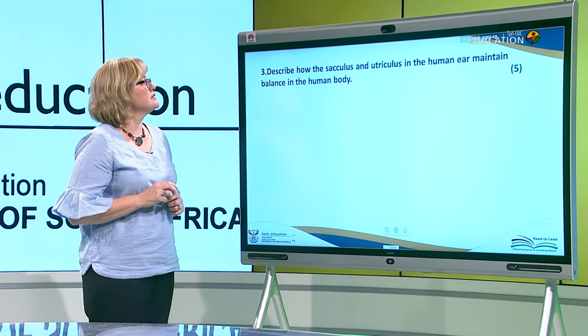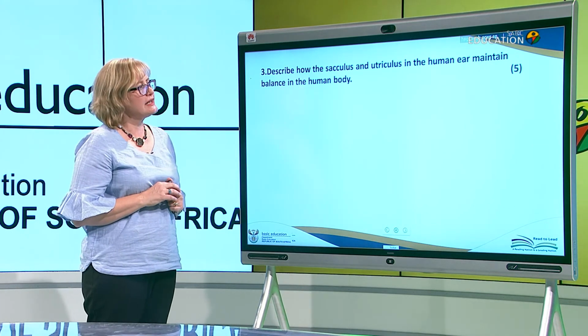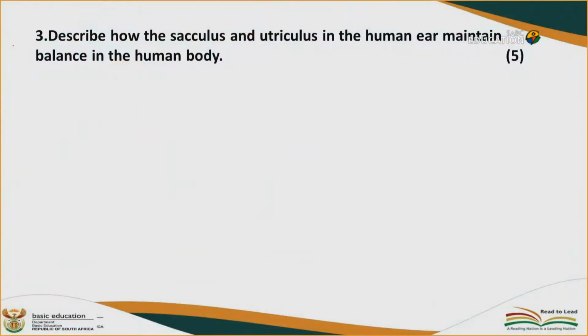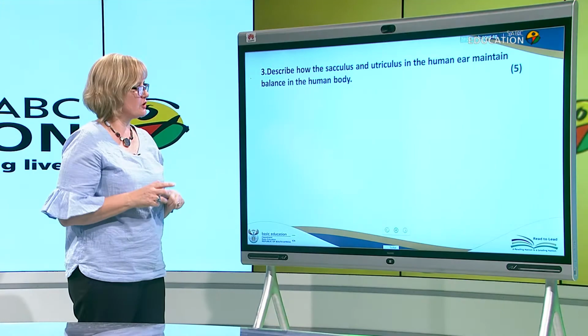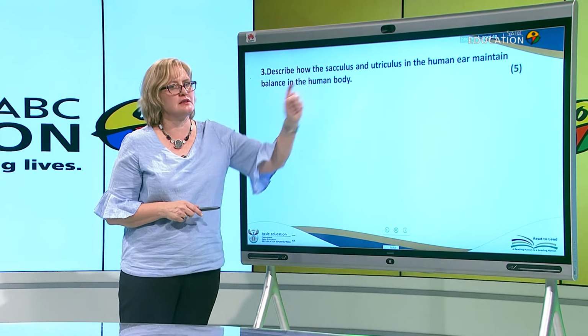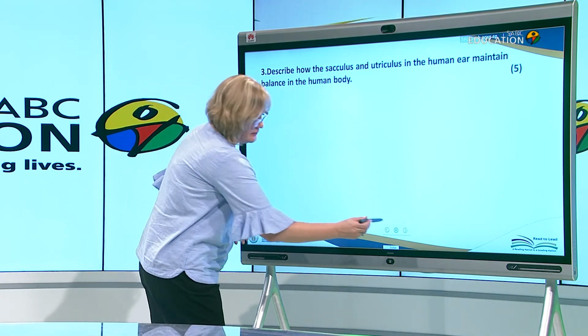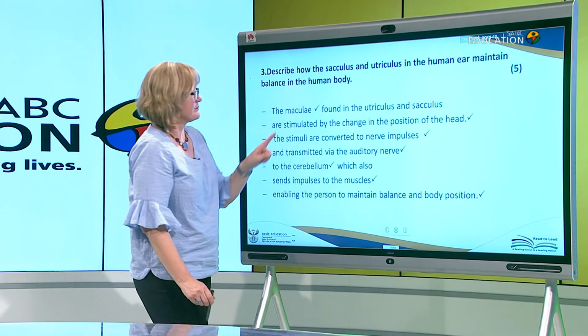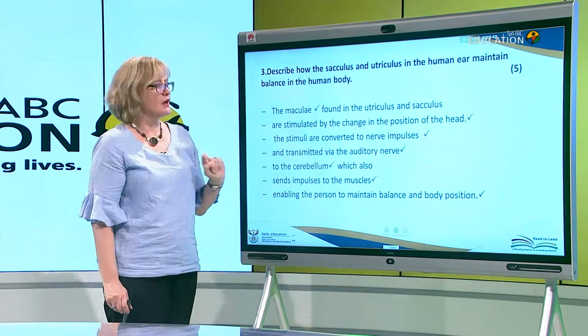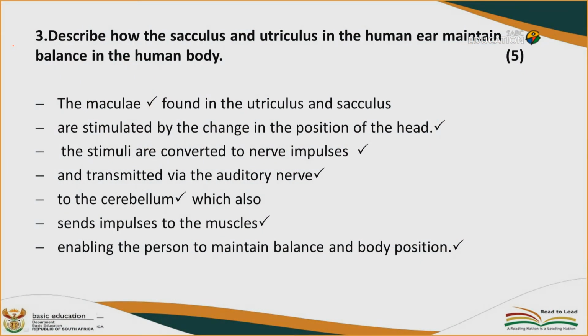Let's describe how the sacculus and utriculus in the human ear maintain balance in the human body. Now you know, it's not the crista, it's PIMUS. Right, because now they talked about the sacculus and the utriculus. So, you have to talk about the macula. Ta-da, 1 mark.